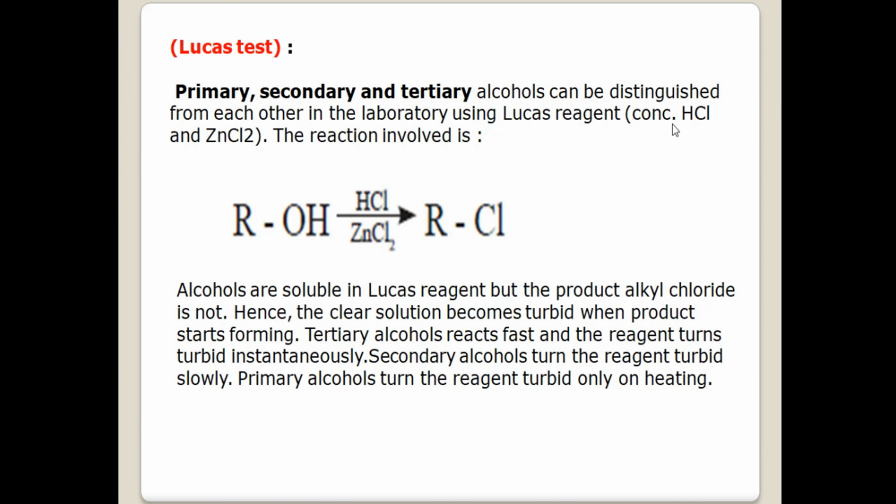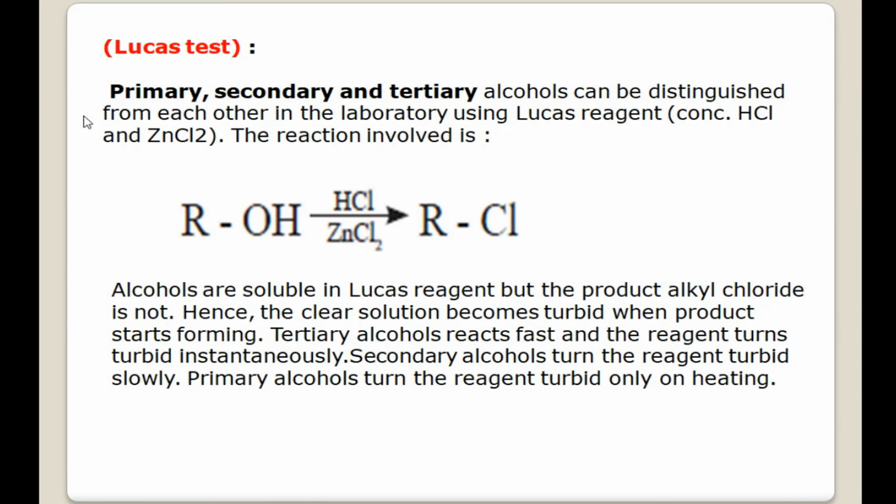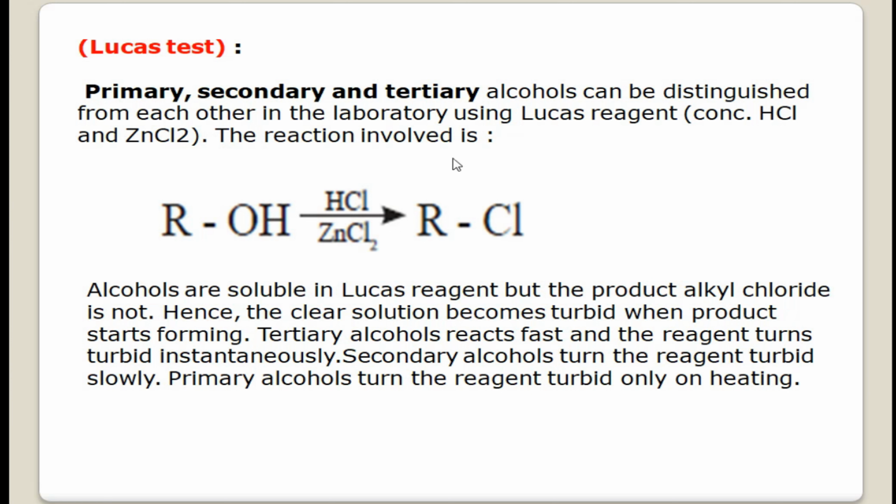Lucas reagent is the mixture of concentrated HCl and zinc dichloride. The reaction involves an alcohol reacting with Lucas reagent to form an alkyl chloride. Alcohols are soluble in Lucas reagent, which means primary, secondary and tertiary alcohols are all soluble in this reagent, but the product alkyl chloride is not.